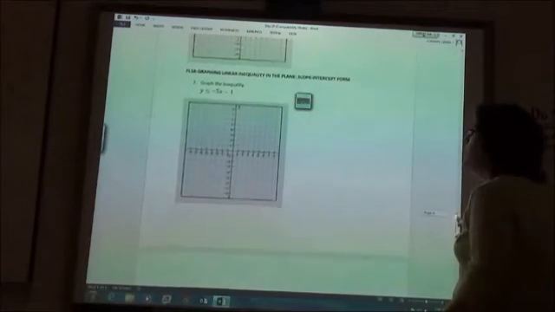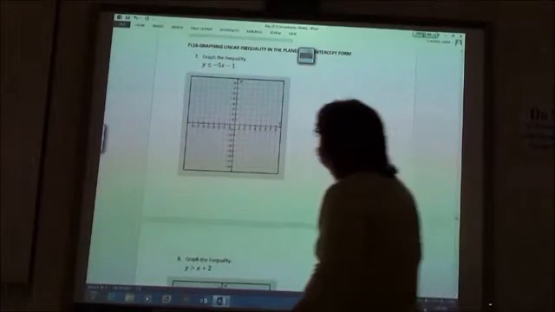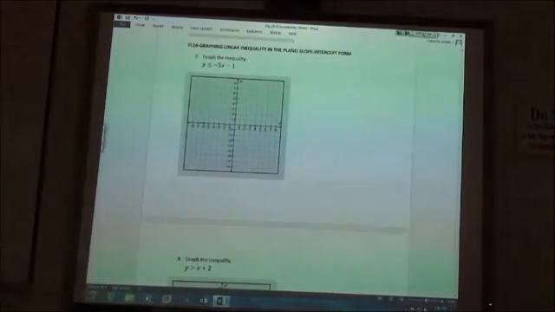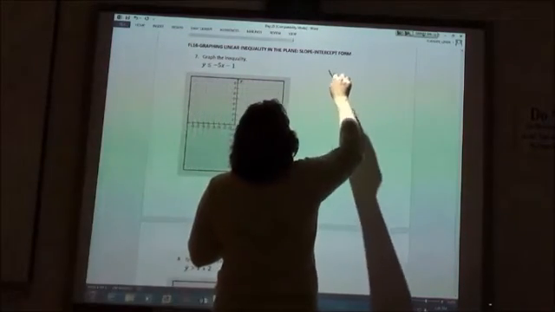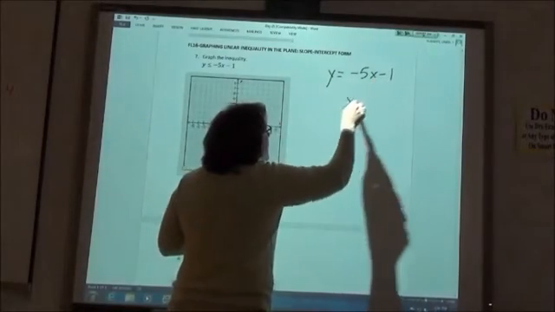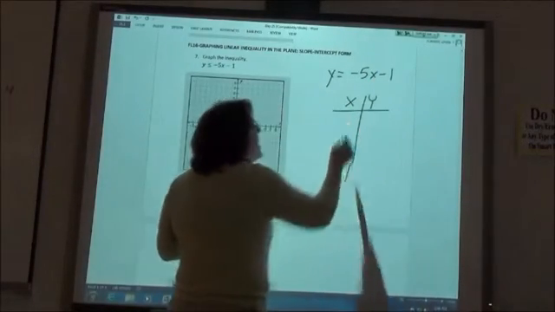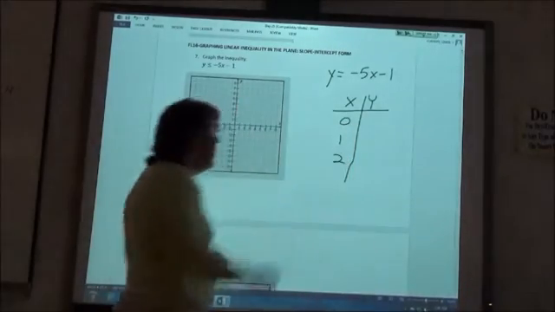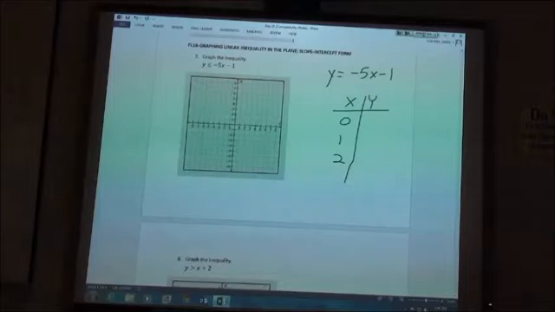So number 7, we want to graph y is less than or equal to negative 5x minus 1. So again, we're going to pretend it's an equal, and we're going to do y equals negative 5x minus 1. So when we did our table, we picked nice easy numbers like 0, 1, and 2. Maybe you want to use a negative 1. You just pick some easy numbers and you plug them in.